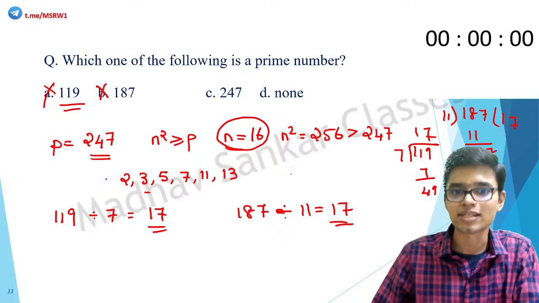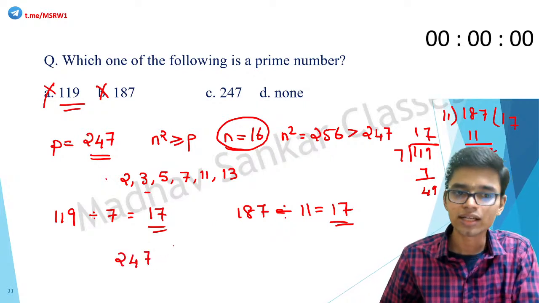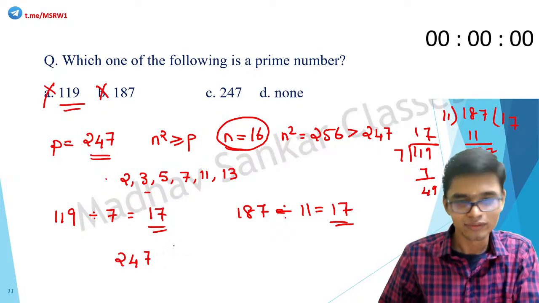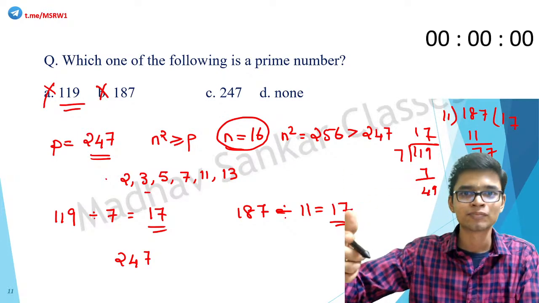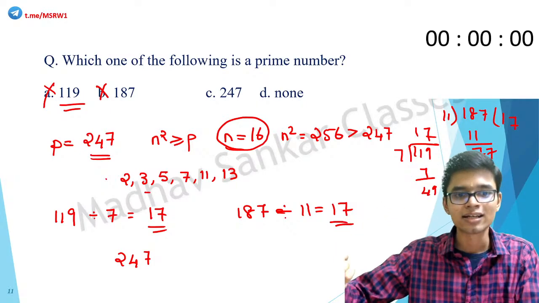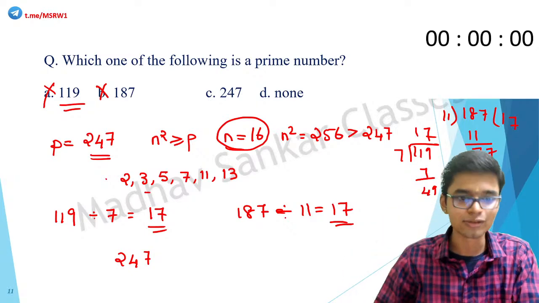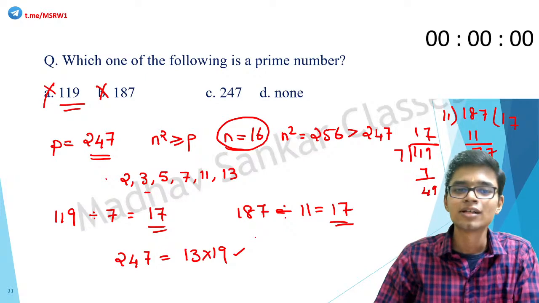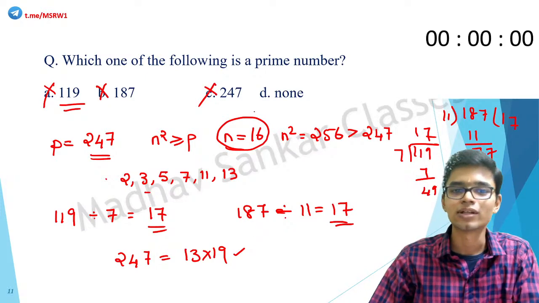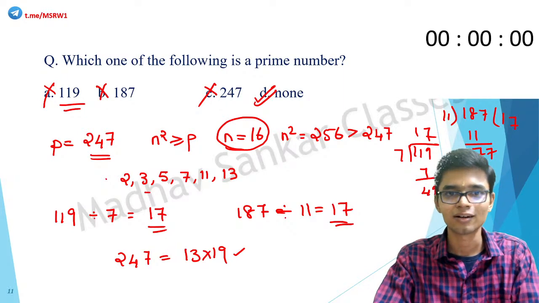Third one, 247. Is it divisible by 2? No. 3? No. 5? No. 7? No. 11? No. 13? Yes. You can identify it very quickly. Why? Because 13 into 2 is 26, so 13 into 20 is 260, and here it is 247, so it is 13 into 19. That is how you process it in your head. So this is equal to 13 into 19. Perfectly divisible. So this is also not a prime number. So the correct answer is D. None of these given are prime. All right, moving on.